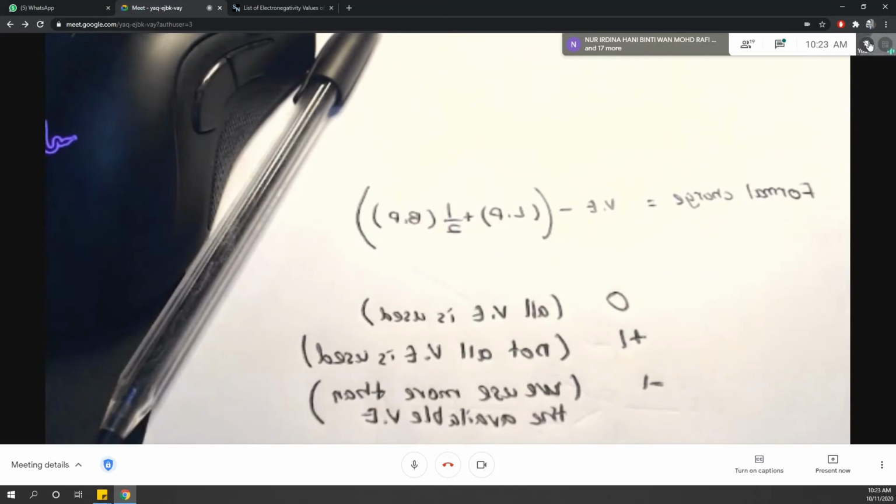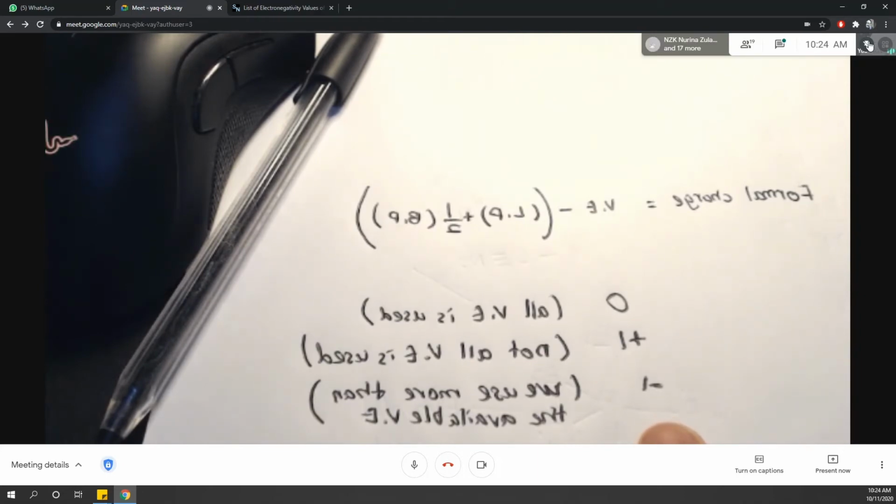So that's why kalau oksigen, awak tengok tadi saya tunjuk dia punya formal charge is -1 plus, because kalau you ingat oksigen is quite electronegative, dia sebelah je fluorine, so dia lebih suka untuk ambil elektron orang. That's why bila dia ambil untuk buat bond, dia ambil elektron orang sekali. Sebab itulah kita use lebih banyak electrons untuk buat bond daripada the available valence electron. Boleh tak? Faham tak?